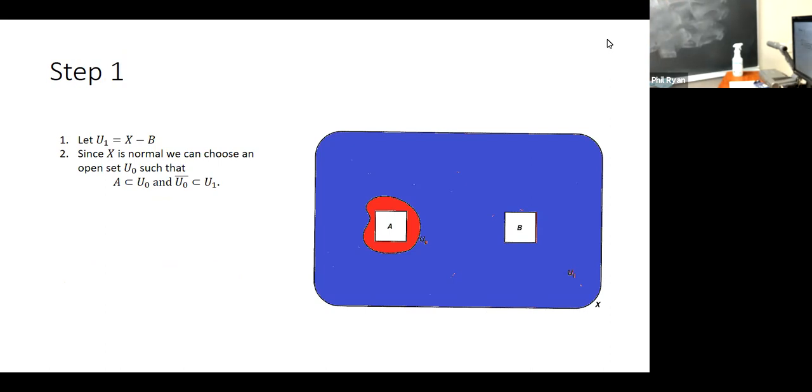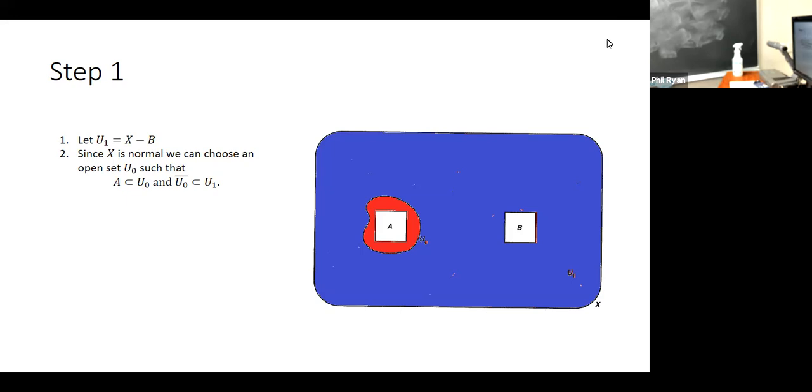So we've got A and B as our closed sets in our space X. And since B is closed, we're going to let U1 be everything in X which is not B. Now since X is normal, we can separate A and B by open sets. And the set that we use to separate A from B, we're going to let that be U0.